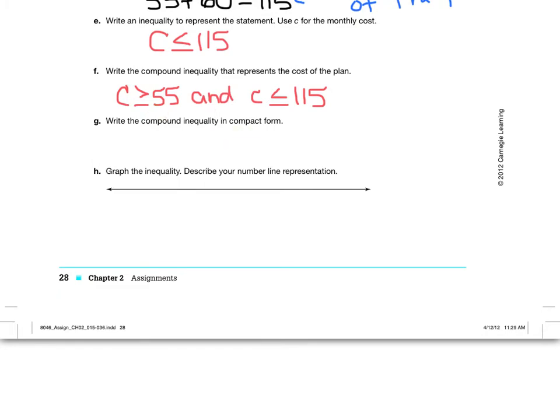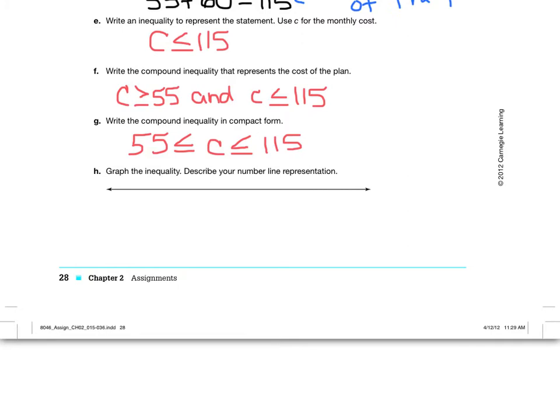So start with your least number, just like we would on the number line. So 55 is our least. The greatest cost is 115, and I know that C is going to be less than or equal to 115, but it's going to be greater than or equal to 55 because this is the least amount and this is the greatest amount. So go ahead and graph the inequality and describe your number line representation.